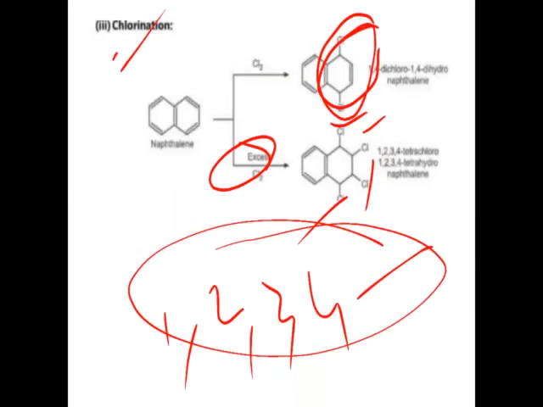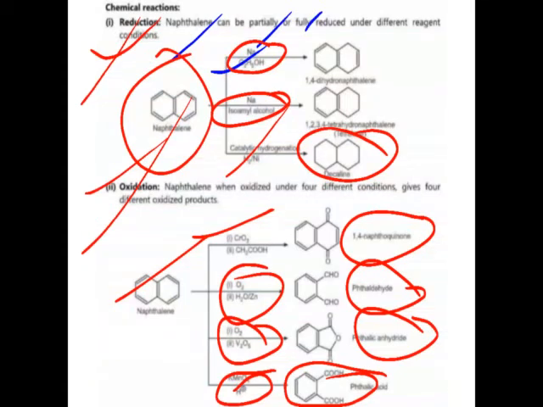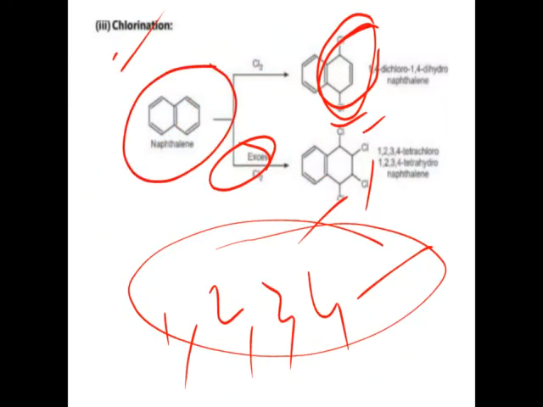Okay, so in this way the reactions of naphthalene take place. First one reduction reaction, second one oxidation, third one chlorination reaction, and fourth one electrophilic substitution reaction.